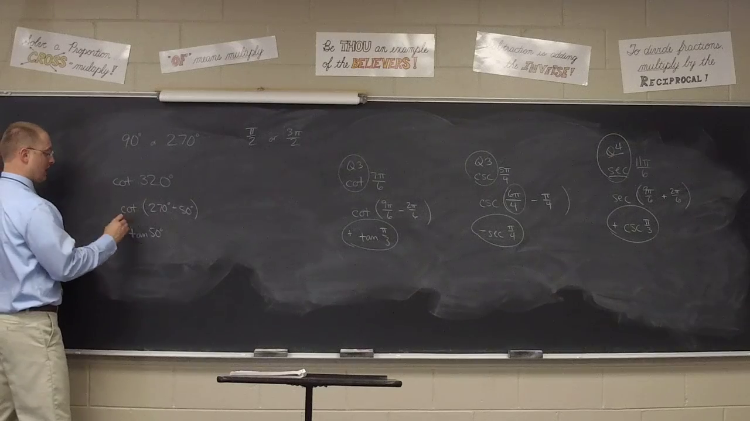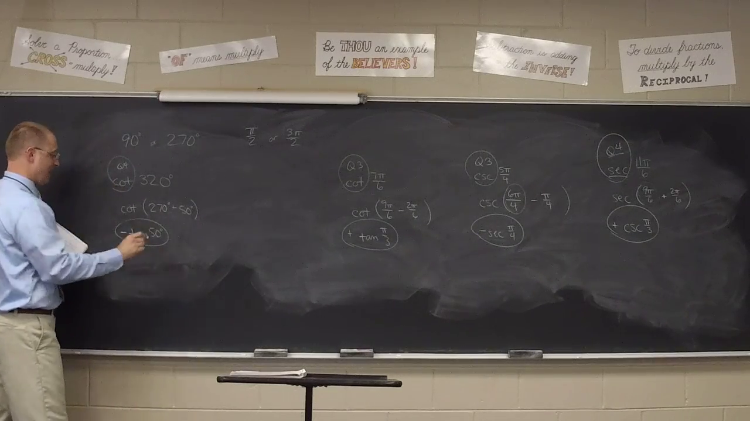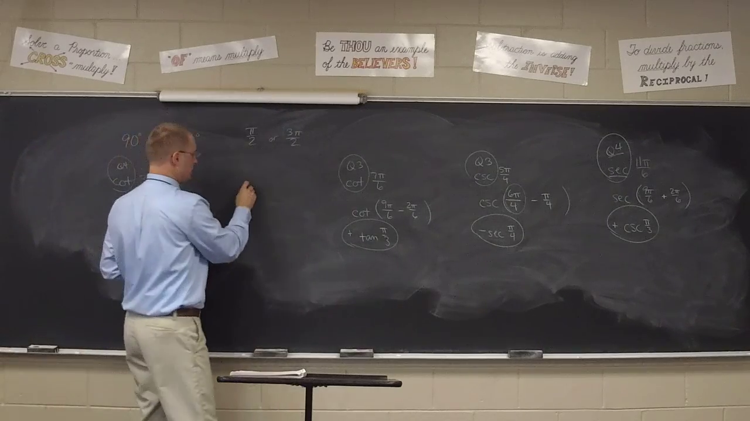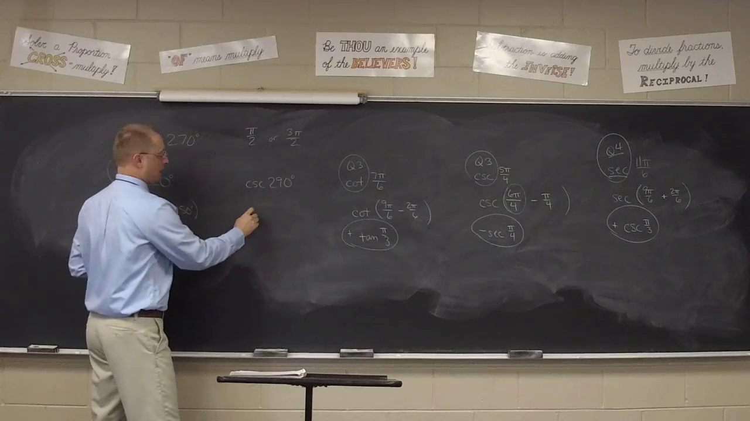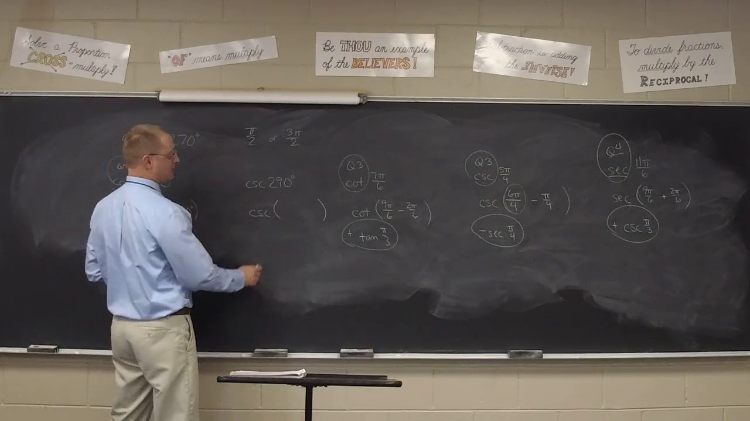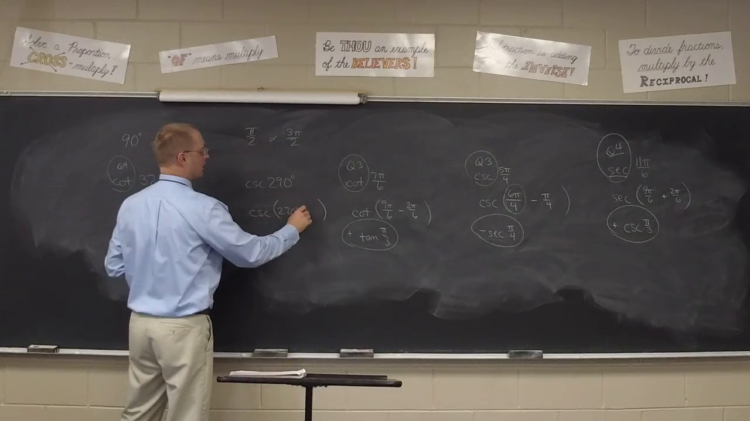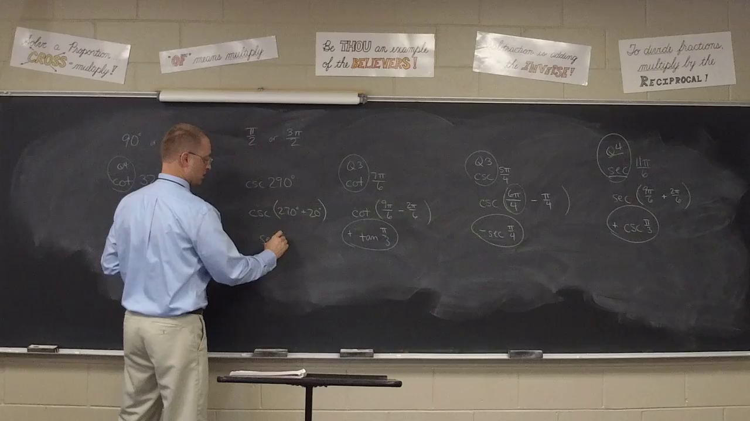So negative, because it's in quadrant 4, and cotangent in quadrant 4 is negative. And the last one we have is the cosecant of 290 degrees, Ethan. Again, cofunction, go off the y-axis, rewrite 290 as 270 plus 20. And then secant 20.